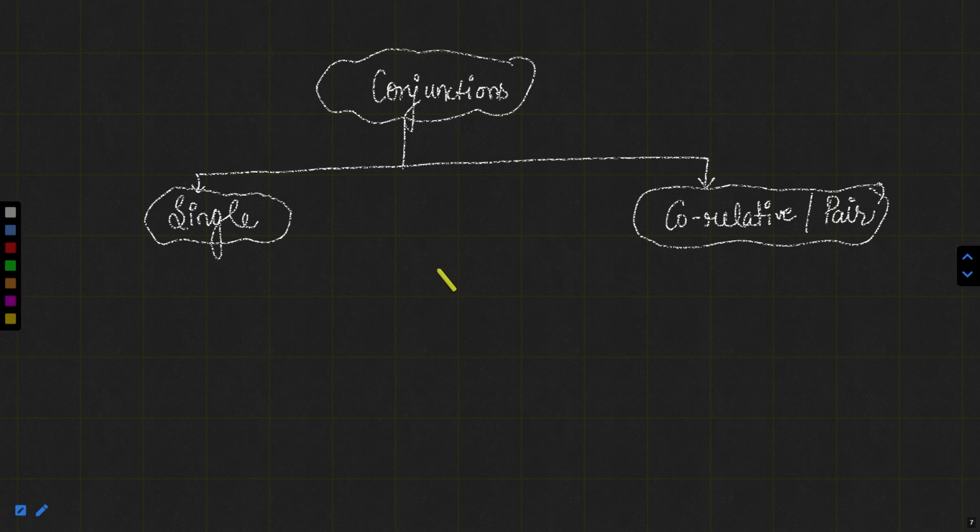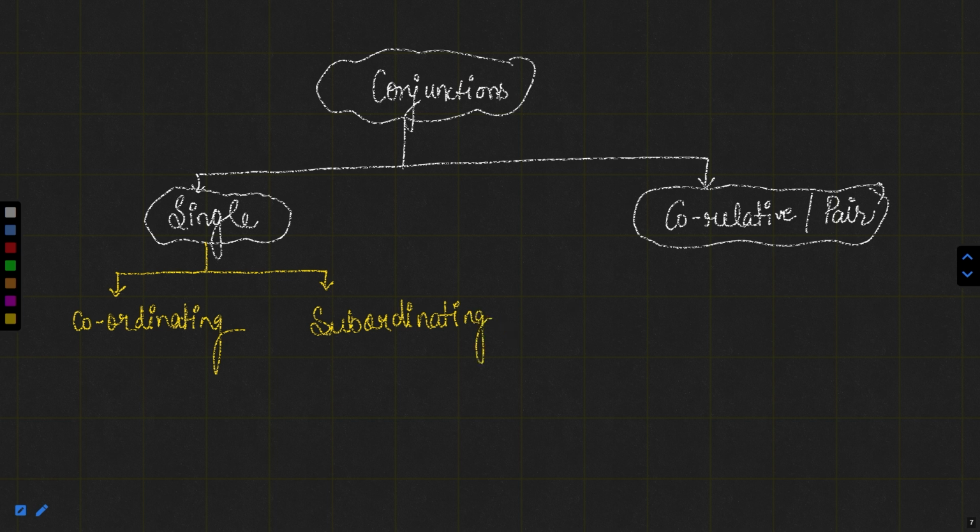Now these two can be further divided. Single conjunction can be further divided into two types of conjunctions. One is coordinating conjunction, and another one is subordinating conjunction. Now let us discuss these types of conjunctions. Now we'll talk about coordinating conjunctions. What type of conjunctions are these?